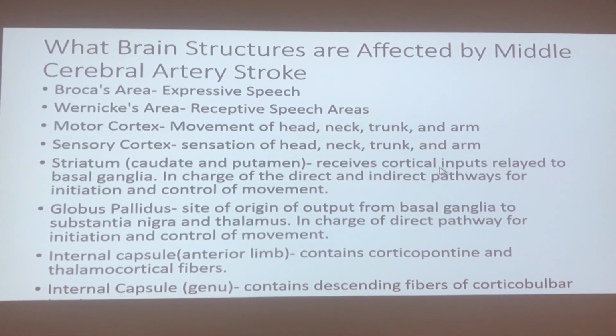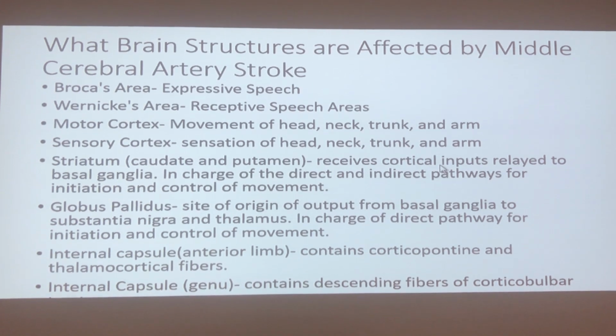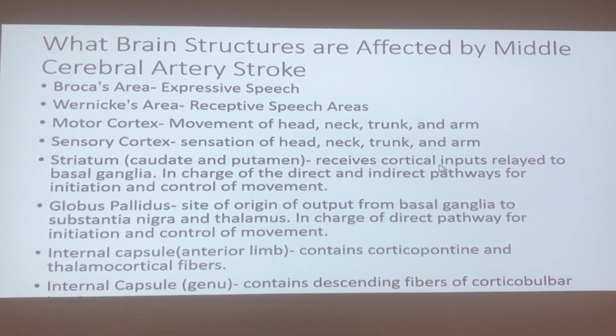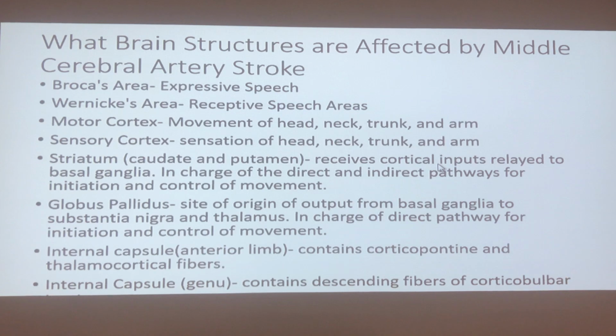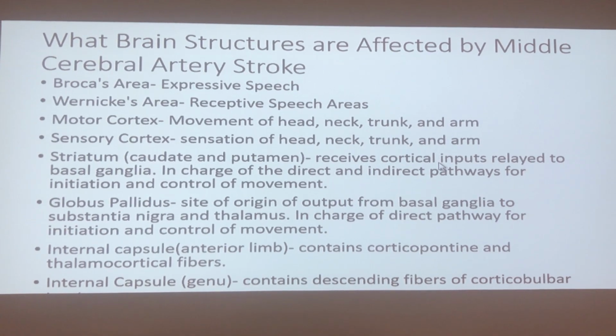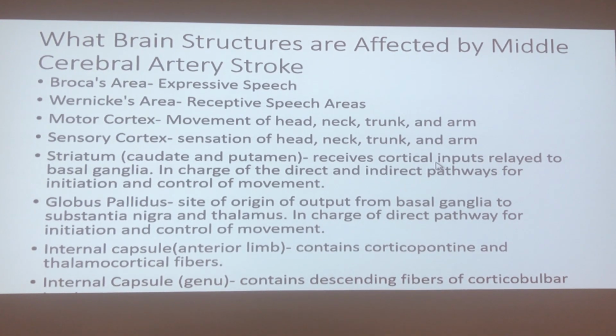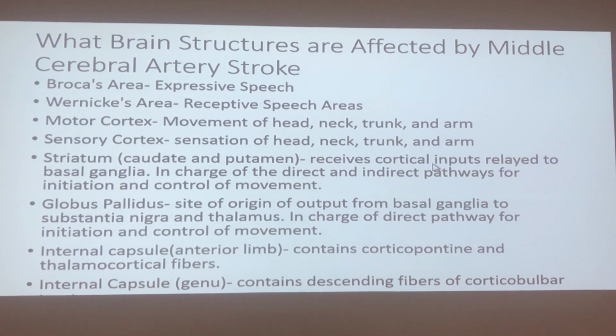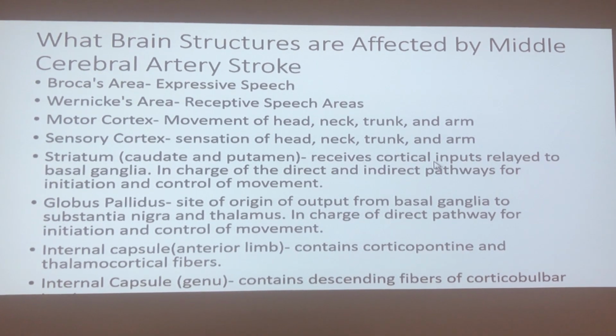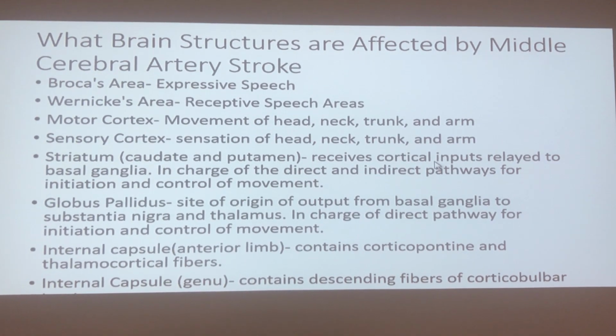And finally, the internal capsule, which is made up of the anterior limb and the genu. The anterior limb of the internal capsule contains the corticopontine and thalamocortical fibers, while the genu of the internal capsule contains descending fibers of the corticobulbar tract.